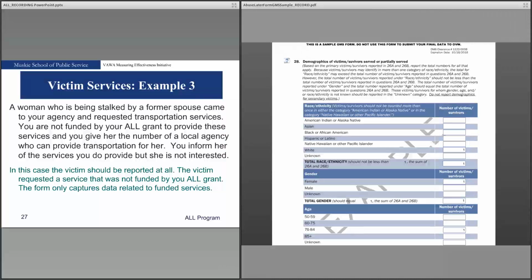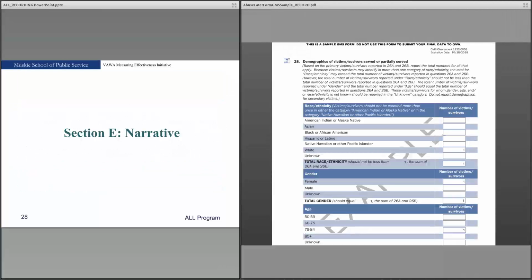A woman who was being stalked by a former spouse came to your agency and requested transportation services. You are not funded by your ALL grant to provide these services, and you give her the number of a local agency who can provide transportation for her. You inform her of the services you do provide, but she is not interested. In this case, the victim should not be reported at all. The victim requested a service that was not funded by your ALL grant, and the form only captures data related to funded services.